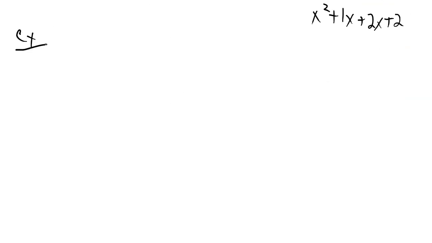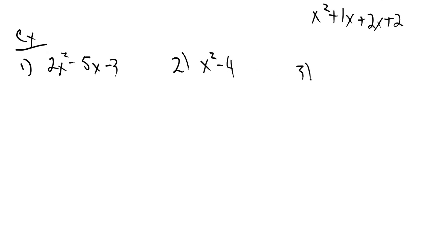Let's take a look at a couple more difficult problems. We're going to start with 2x squared minus 5x minus 3. We'll also look at x squared minus 4, and we'll do 4x squared plus 12x plus 5.